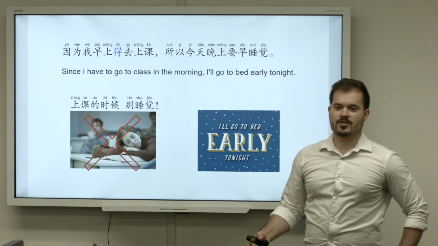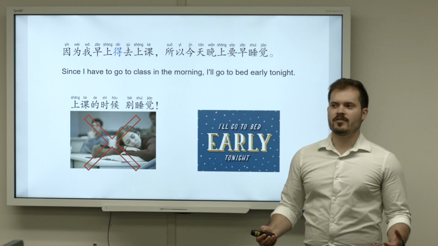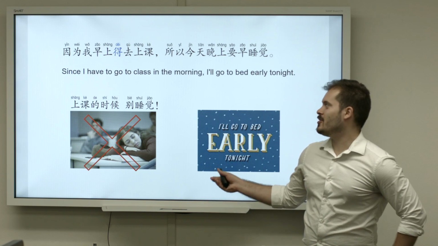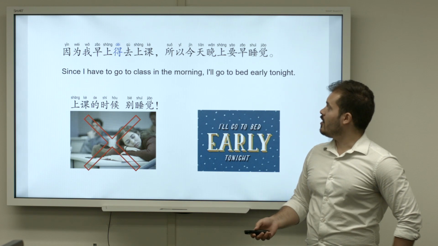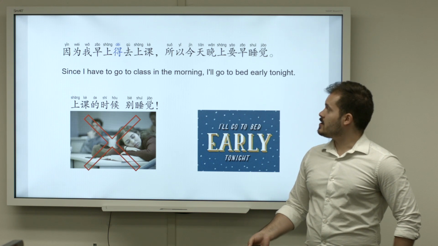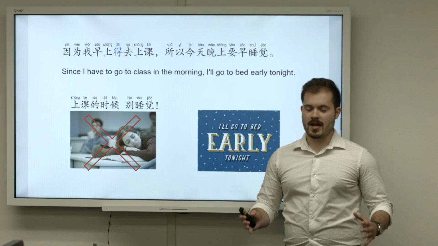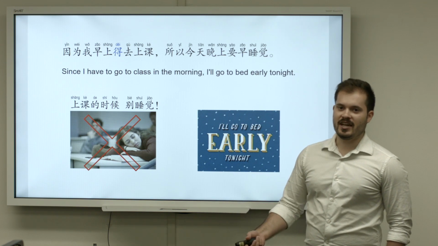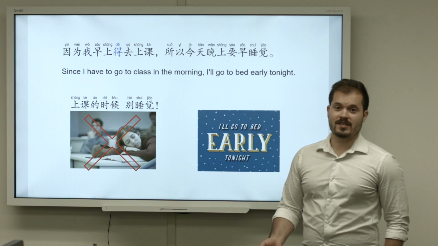So here's an example to show the difference between 得 and 要, which are both modal verbs, but they differ in, well, their sense of obligation, I guess. Let's look at the example. 因为我早上得去上课, 所以今天晚上我要早睡觉. So since I have to go to class in the morning, 因为我早上得去上课, since I must go to class in the morning, 所以 therefore 今天晚上 tonight, 要早睡觉, I'm going to go to bed early tonight.